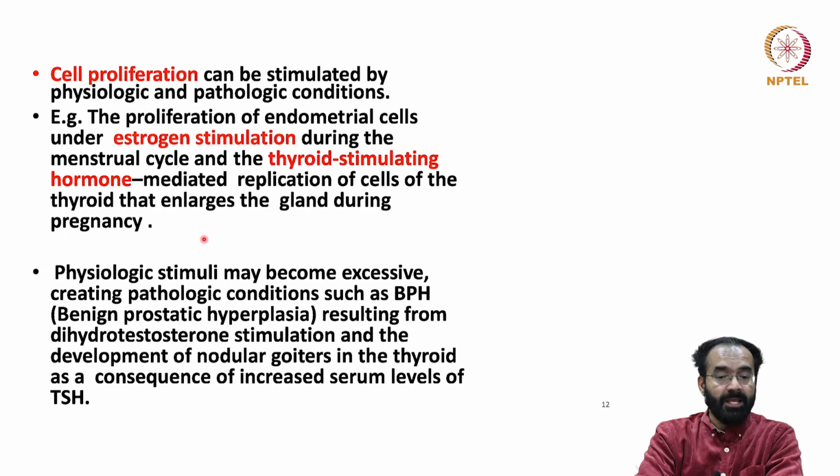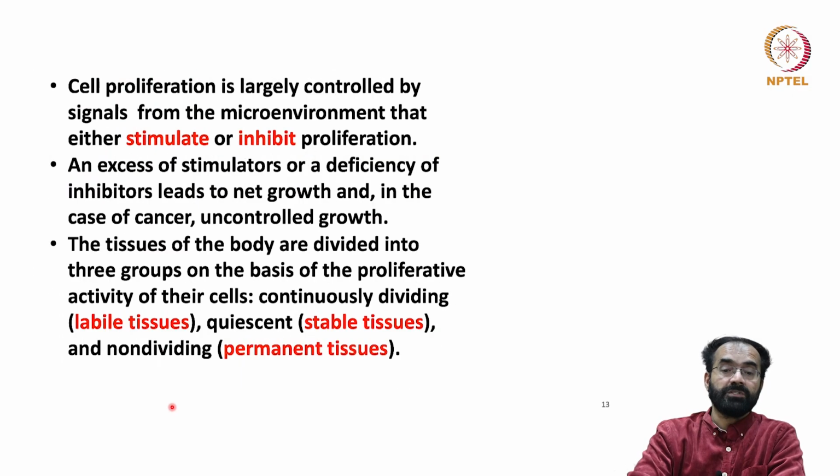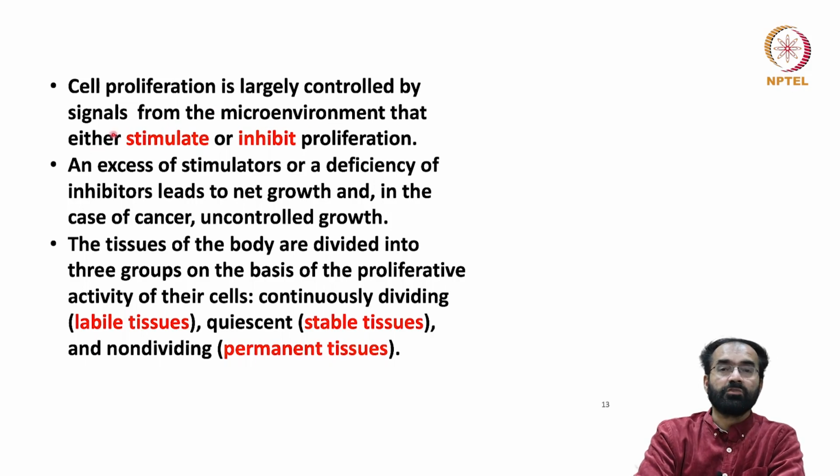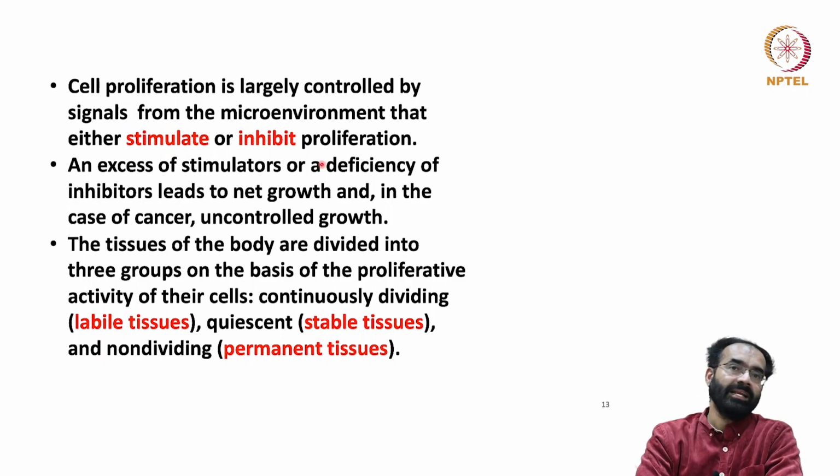And also physiological stimuli, for example, may become excessive, creating pathologic conditions such as BPH, benign prostatic hyperplasia, resulting from dihydrotestosterone stimulation and the development of nodular goiters in the thyroid as a consequence of increased serum levels of TSH. So these are all some conditions in which you can end up getting some sudden nodules and fibrosis. The cell proliferation is largely controlled by signals from the microenvironment that either stimulate or inhibit proliferation.